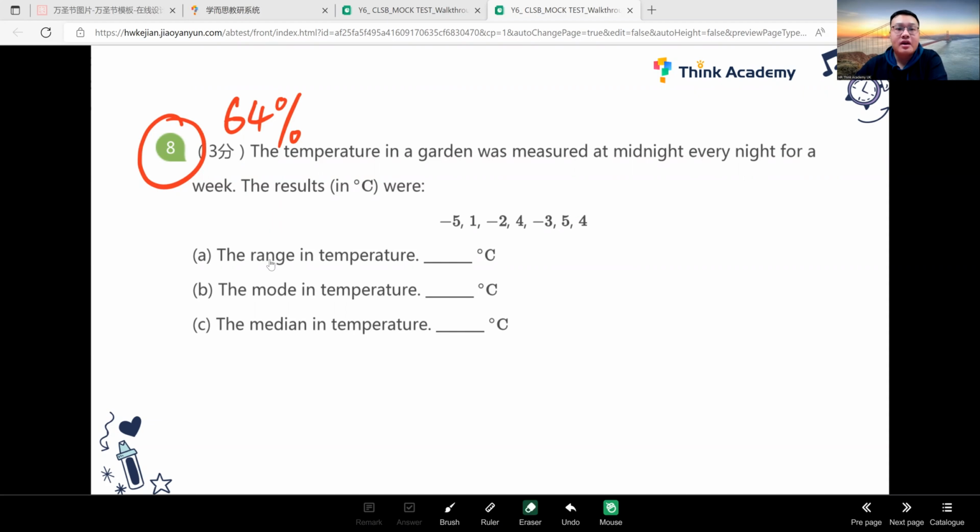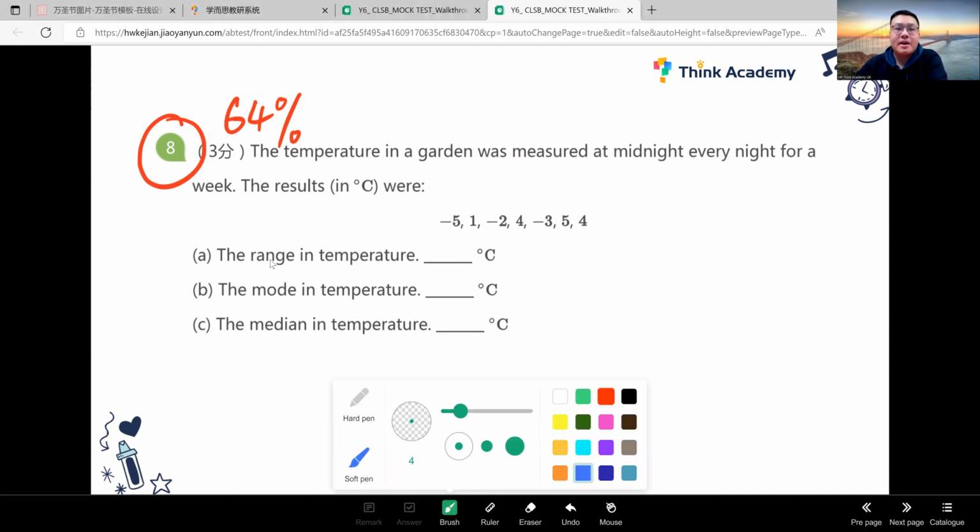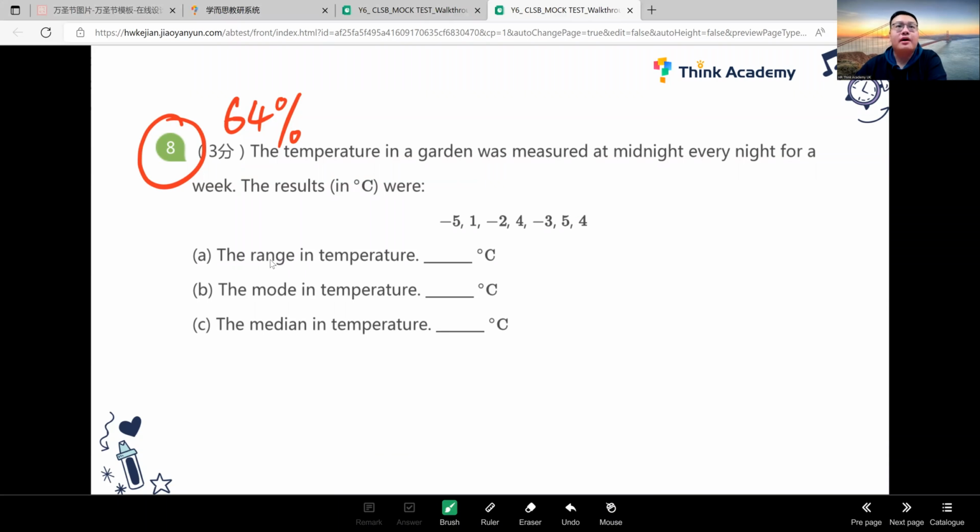What's the range? So the range basically means the difference between the lower bound and the upper bound. Yeah. So the lower bound is -5 and the upper bound is 5, the biggest number, right? So for the range of those two numbers, you use 5 take away -5. So that'll be 10. That'll be 10 degrees.